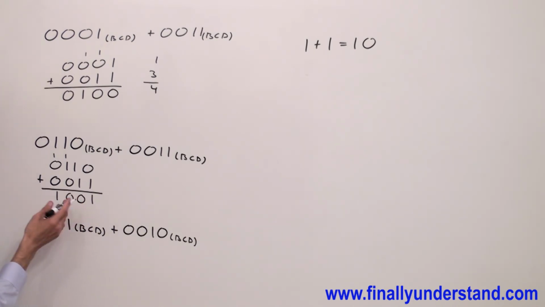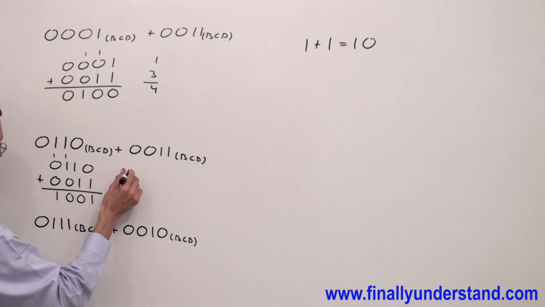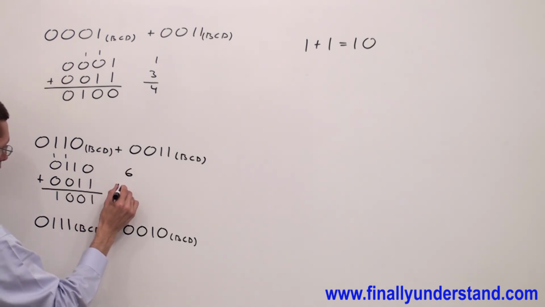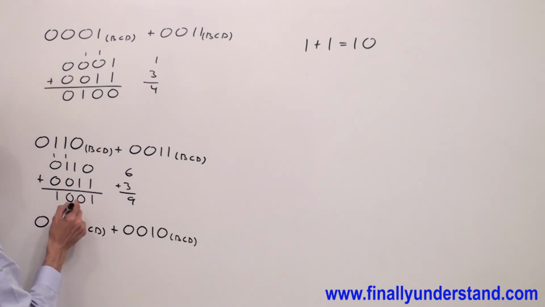So if you want to convert this to decimal and see how it works, I have 6 plus 3 is equal 9. This is binary 9, but in this case this is going to be BCD 9. And this is of course the solution to my problem. Let's take a look at this one.